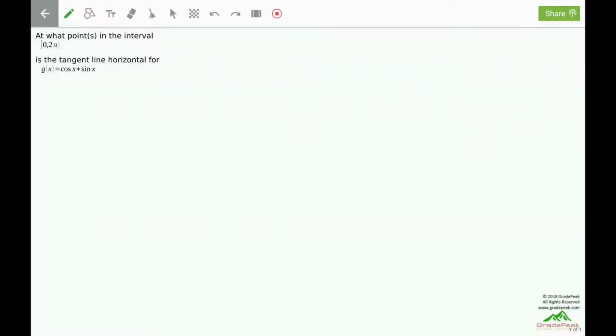At what point or points in the interval [0, 2π) is the tangent line horizontal for g(x) = cos x + sin x? A horizontal line has a slope of 0. The slope of the tangent line is the derivative, so we're going to find where the derivative equals 0.